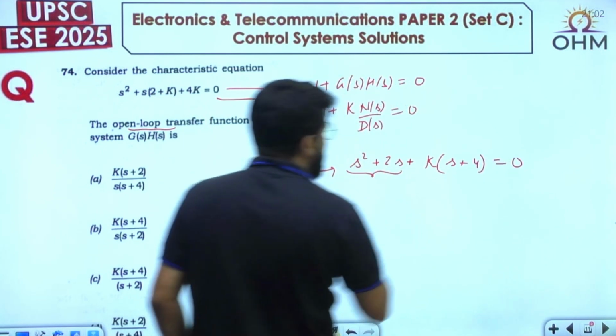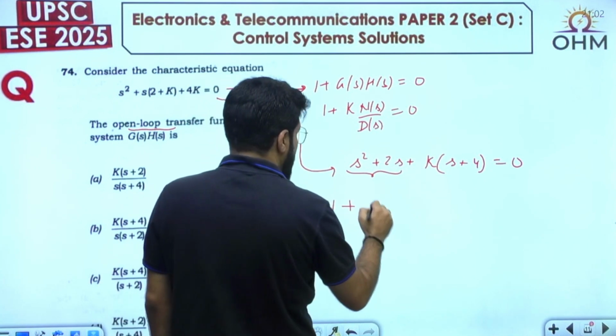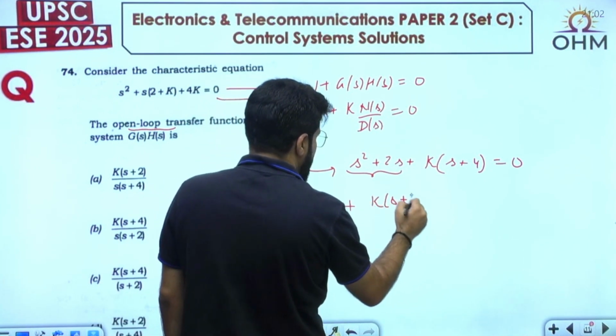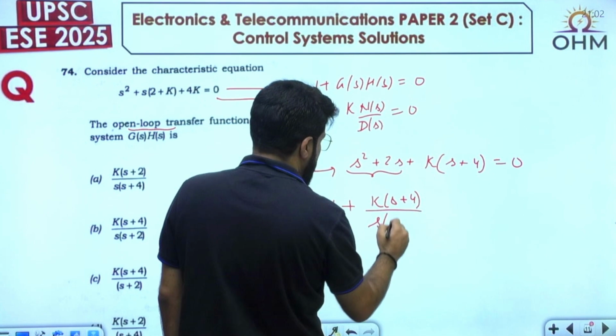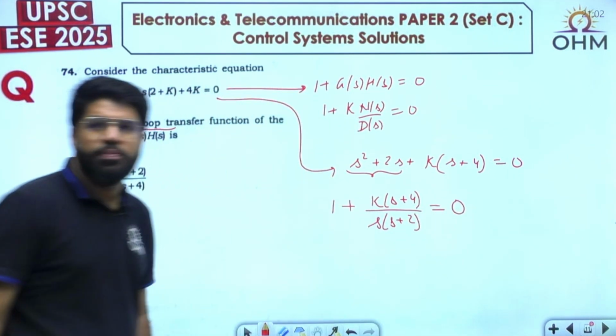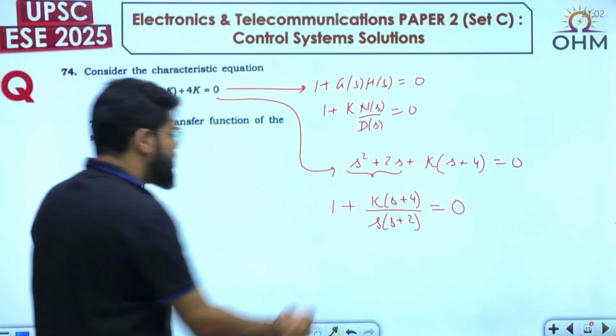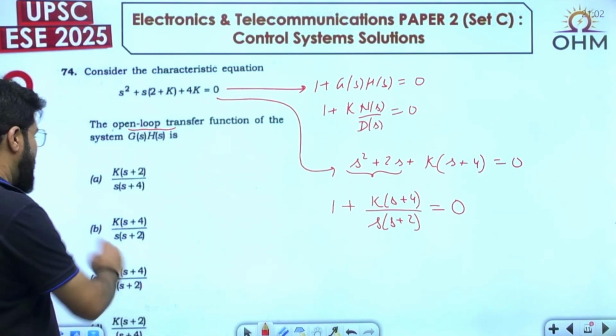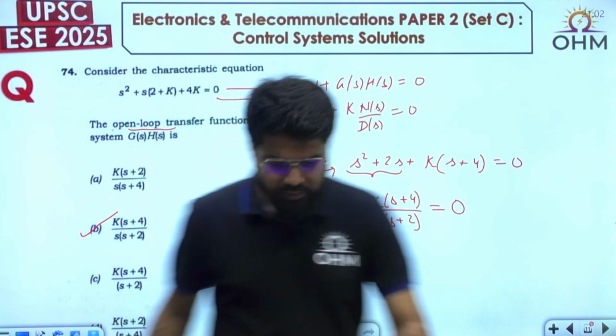Now divide by s square plus 2s. So you get 1 plus K(s plus 4) upon s square plus 2s, that is s(s plus 2), and this is equal to 0. This much should be the answer. So what is the loop transfer function? K(s plus 4) upon s(s plus 2). Basic question. Option number B.